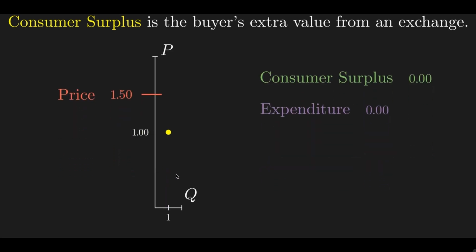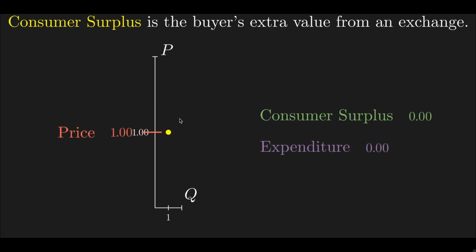If the price was higher, let's say at $1.50, Amanda Grace would not engage in this exchange because her willingness to pay is below the actual price. So we see no expenditure and no consumer surplus because Amanda Grace is not buying this chocolate bar.